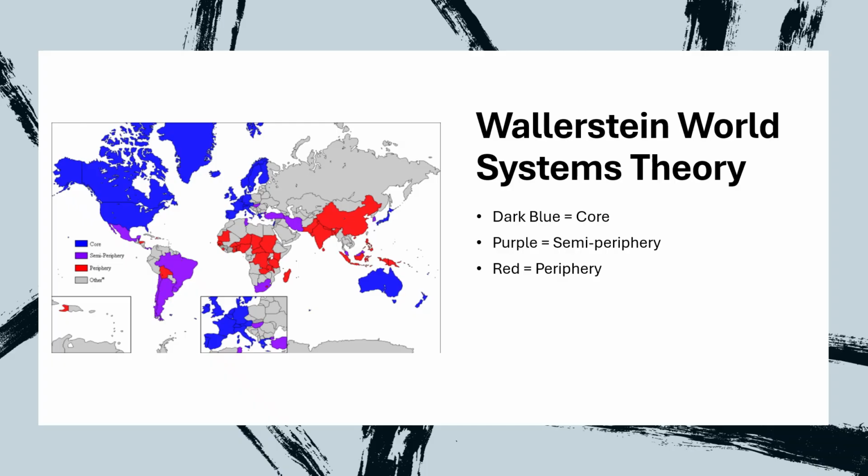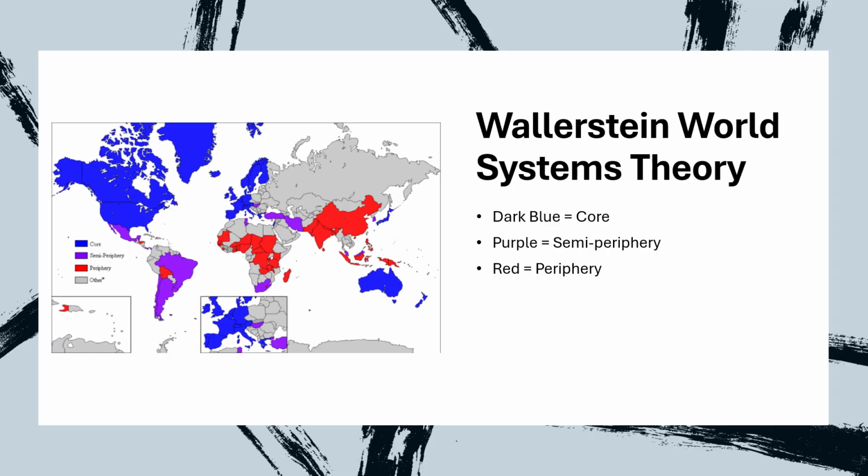Third way to look at development worldwide is the Wallerstein world systems theory. Wallerstein breaks the world into three segments. The blue countries in the picture are the core countries, where all the money and power sits. These are the most important nations in the world on a global scale. The purple countries in the picture are the semi-periphery countries. These countries rely on the core to sell their products, but also rely on the periphery countries to get their raw materials to make their products.